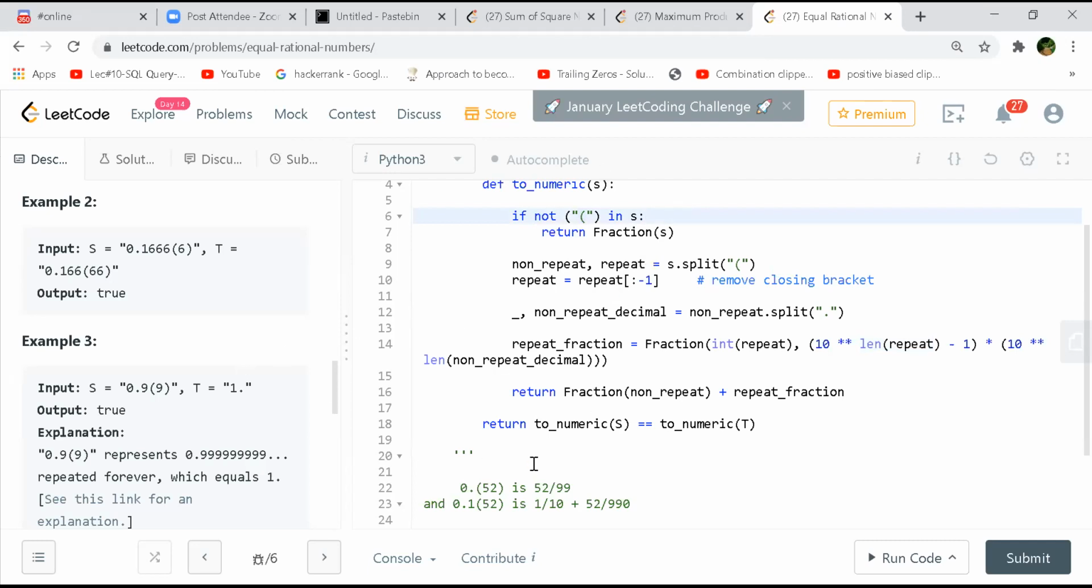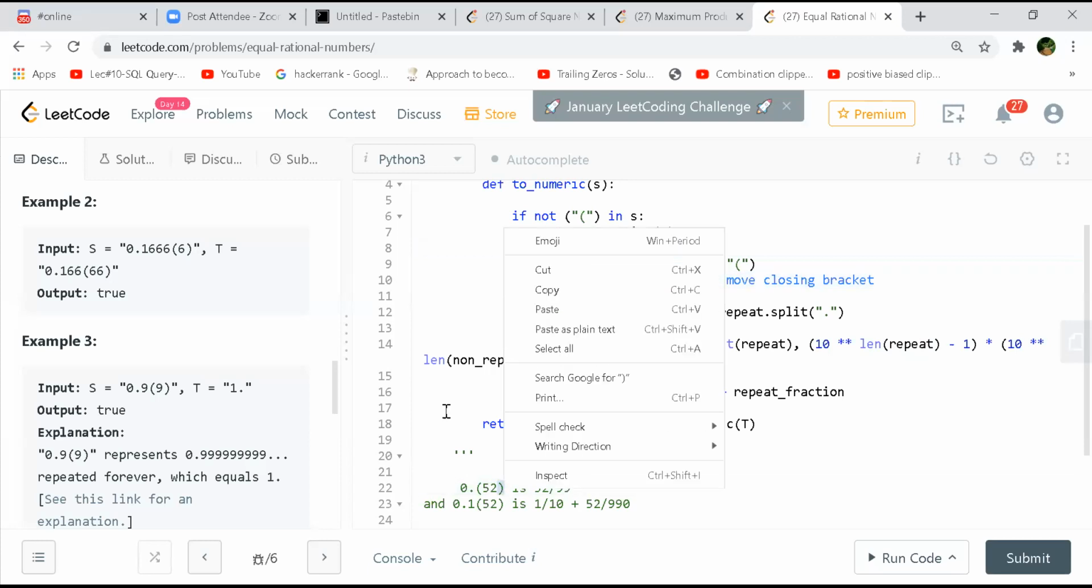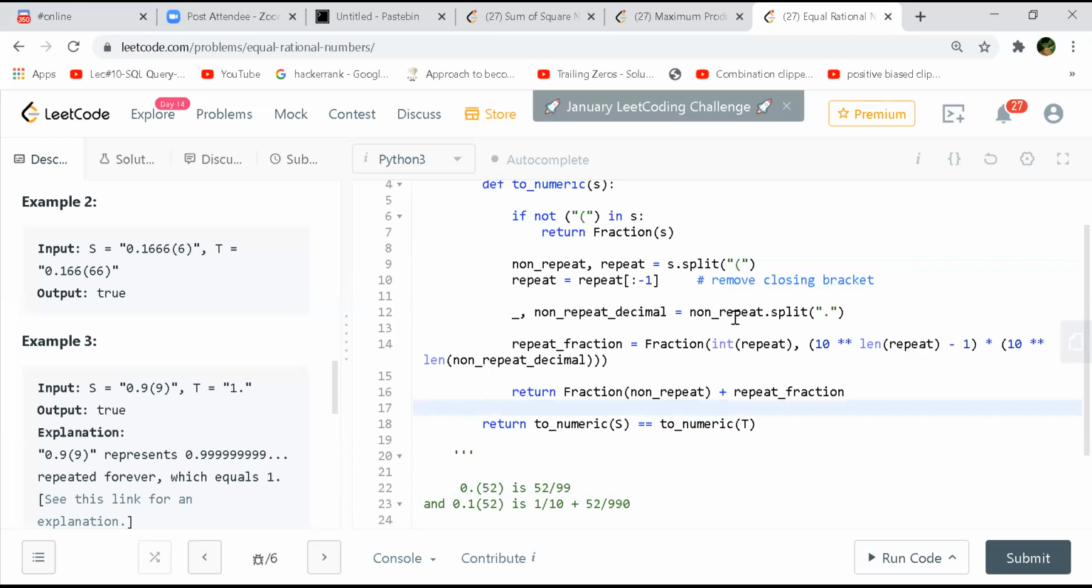And if it is like these type of cases, the line 23, then based on the bracket, I split into non-repeat and repeat. Repeat will be within the brackets. That's why I'm removing the last bracket, because I don't need to include this part. After removing it, whatever non-repeat part I got, I'm splitting based on the point, the decimal.